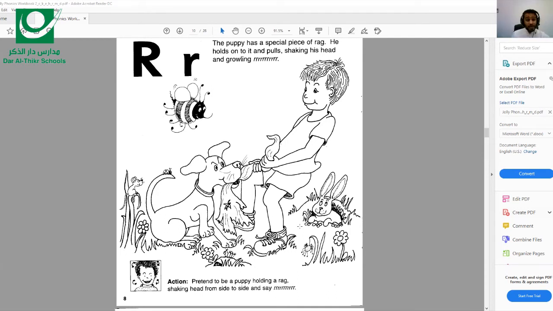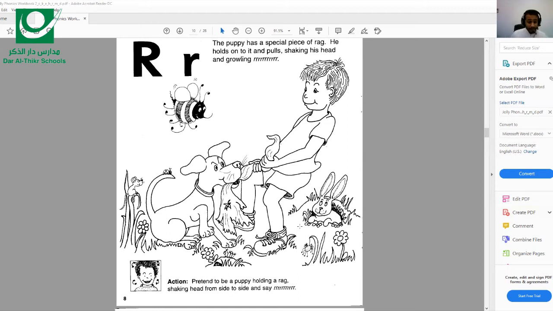I have another picture. Would you like to see it? Okay, I will show you. This is the picture. What is it? Yes, it's a rabbit. What is the first letter of the word rabbit? Yes, R. And can you tell me the sound of the letter R? Excellent. It's R, R, rabbit, rabbit.